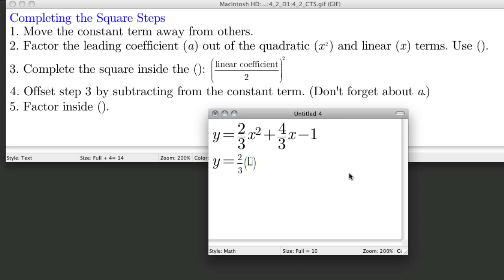When I factor out the 2/3, I have x squared on the inside, plus, we got to be careful here, 2/3 times what is 4/3? Well, I think that's going to be 2. And now I need a space to complete the square. And then that constant term up here in step 1 says move it off to the right away from the other. So outside the parentheses, I'm just going to leave some spaces and say minus 1. Let's make that bigger so we can see what's going on.